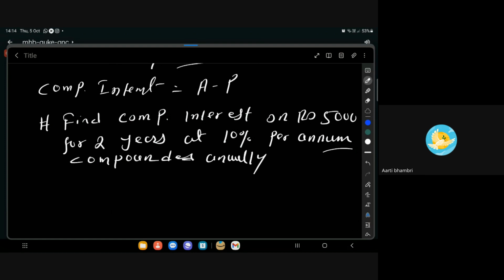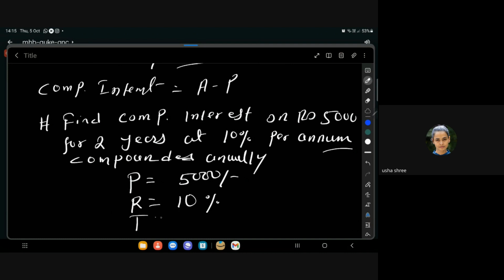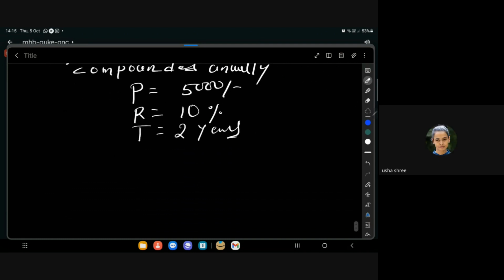Simple question. Find the compound interest. From this you can find the amount also. So what is the information given to us? Principal is 5,000. Rate of interest is 10%. T equal to 2 years.